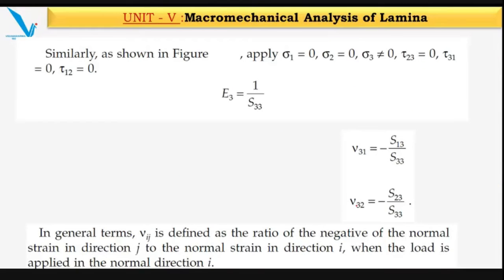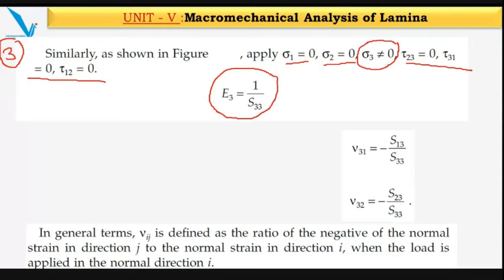Similarly, now the third case with sigma 3. All cases I will not discuss now; I will discuss only one case. You can similarly find out the others. So sigma 1 is 0, sigma 2 is 0, and sigma 3 is not equal to 0, and the other shear stress components are 0. So you will get E3 equal to 1 upon S33, and the Poisson's ratio you will get accordingly. This I already discussed, and you can apply this rule, Vij.